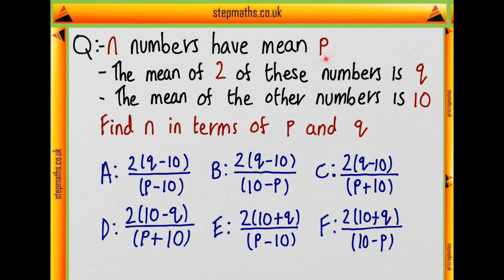We're told they have mean p, that if you take some two of these numbers that have already been picked, the mean of two of these numbers is q, and then you take all the numbers excluding these two, and the mean of all of them is 10. And given all of this, what we're asked to find is an expression for n in terms of p and q, and we're given these 6 options, and we have to deduce which one's correct.